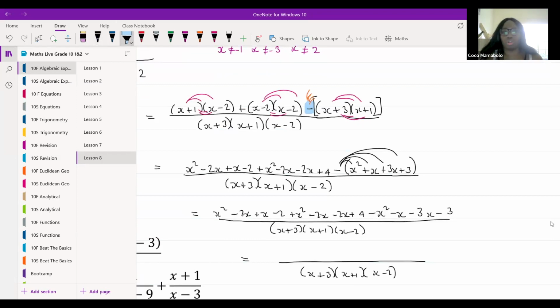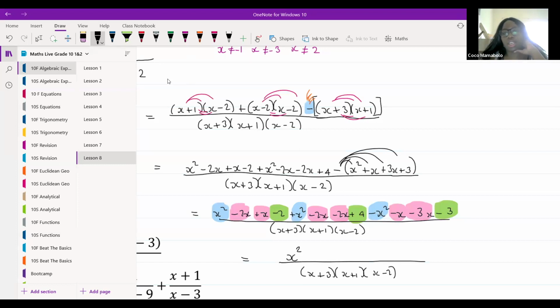All right, let's look for like terms. I've got an x squared plus x squared minus x squared. And then I've got negative 2x plus x minus 2x minus 2x minus x minus 3x. Whew, that was a lot of minus x. Okay, last one, negative 2 plus 4 minus 3. So those are the ones that we're looking for. All right, let's start with the x squareds. Okay, I've got x squared plus x squared. That's going to give us 2x squared minus x squared. That brings us back to x squared.